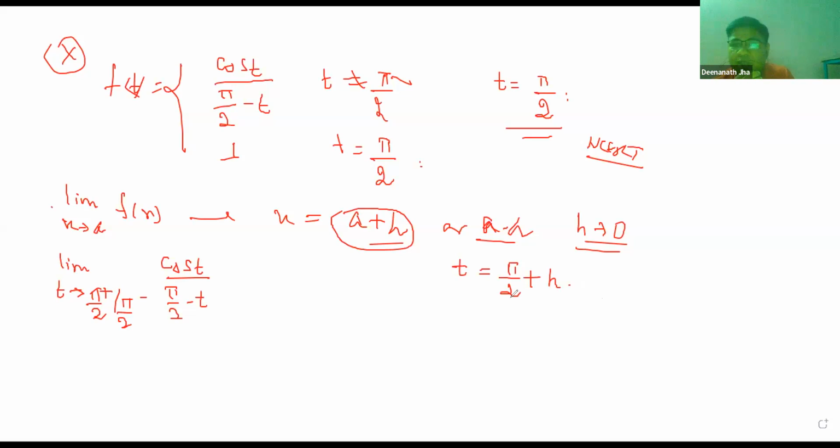This is the first question, so I solve it from both parts, starting with pi by 2 plus h. Now this question will reduce to limit h tends to 0 of cos of pi by 2 plus h, divided by pi by 2 minus pi by 2 minus h. Any problem?